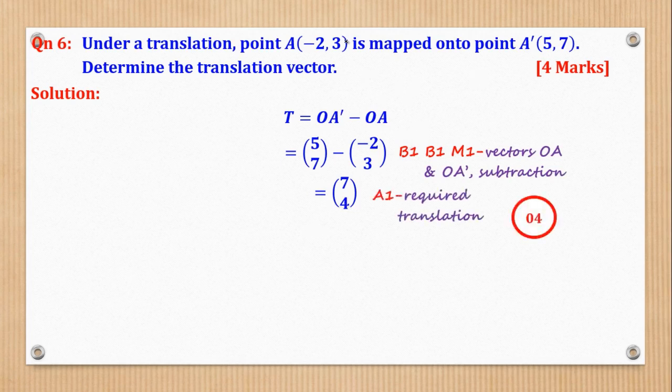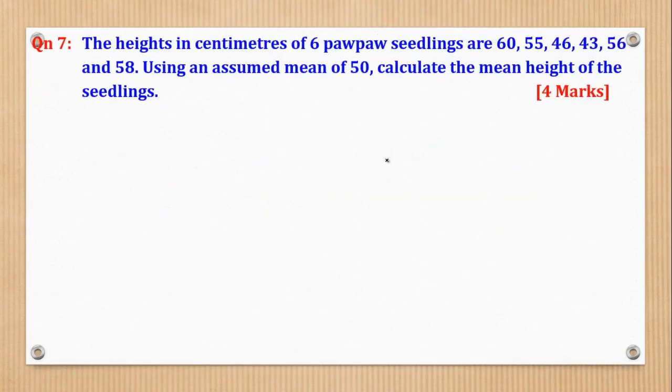So the first mark was for writing the image in vector form. Then next mark will be, which is this, writing the object in vector form. Then subtraction and output. Then question 7 says, the heights in centimeters of 6 purple seedlings are these ones. Using an assumed mean of 50, calculate the mean height of the seedlings.